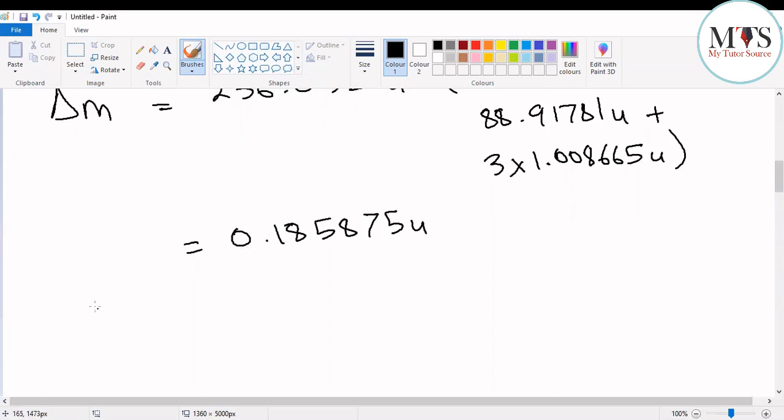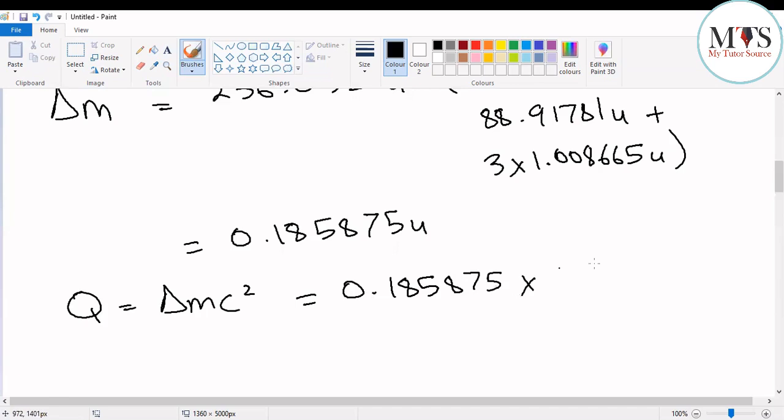So the energy Q equals the difference in mass times c squared. And we saw in the last class that you can write this in terms of mega electron volts. So in terms of that, it would be 0.18587 times 931.5, and this is going to be approximately equal to 173 mega electron volts.